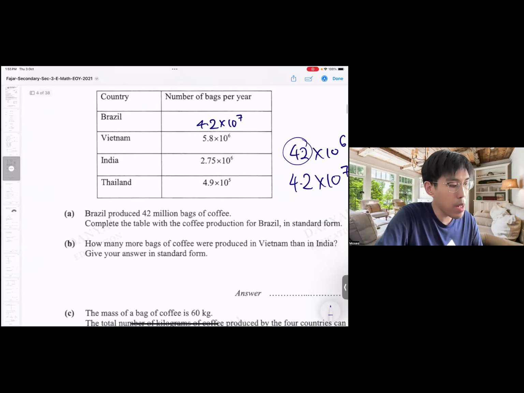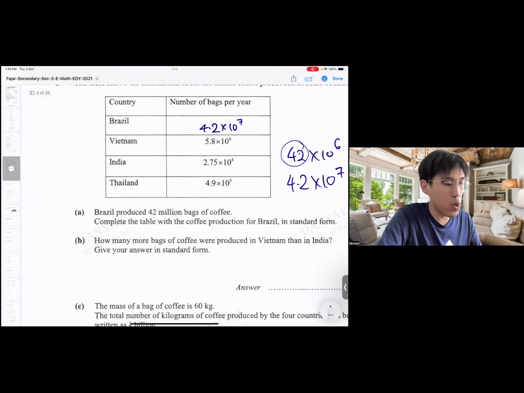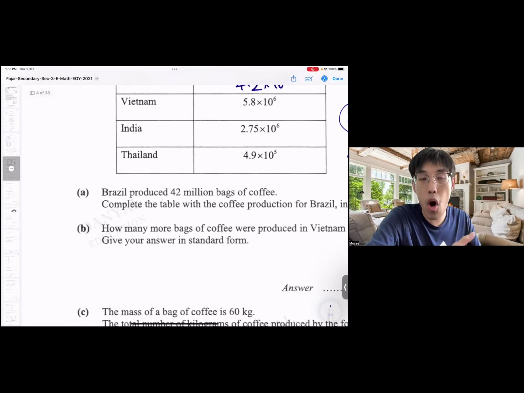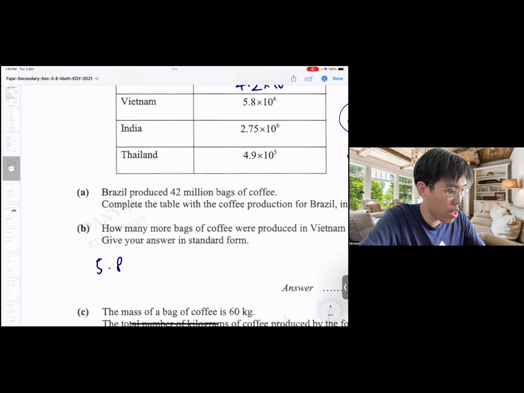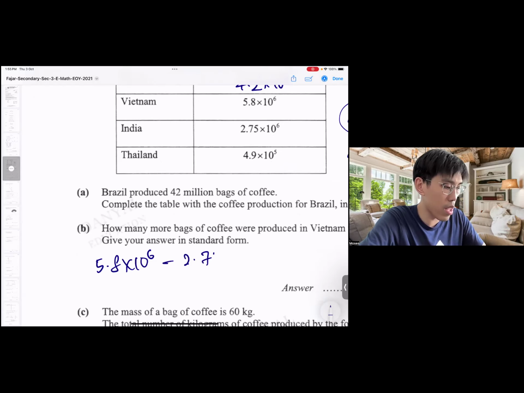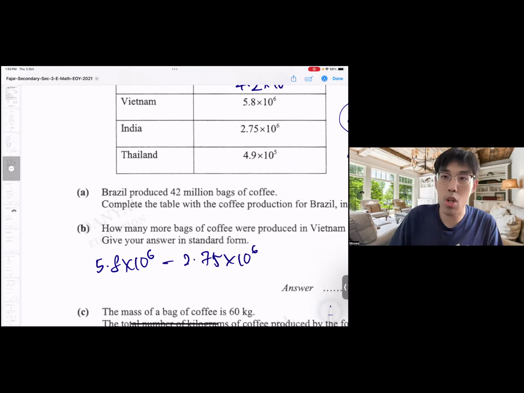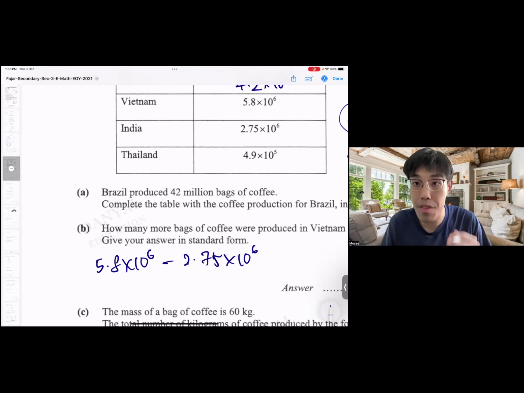Okay, how many more bags were produced in Vietnam than in India? So we are doing some sort of a basic 4 operations of the standard form. So we are taking 5.8 times 10 to the power of 6 minus 2.75 times 10 to the power of 6. Okay, in order to do addition and subtraction, we must ensure that they have the same power first. If they don't have the same power for the base 10, we must make them the same power. In this case, they are both the same.